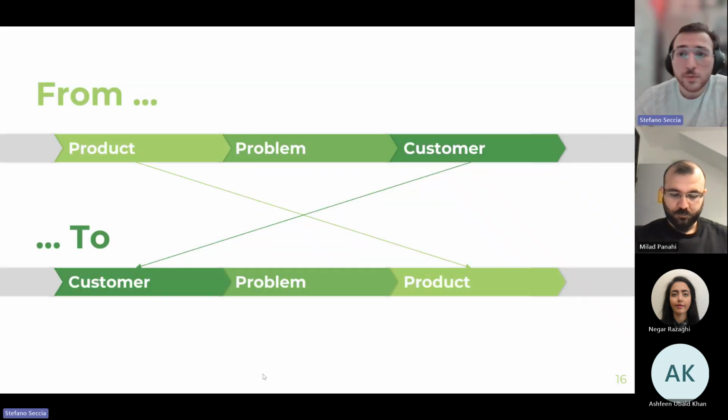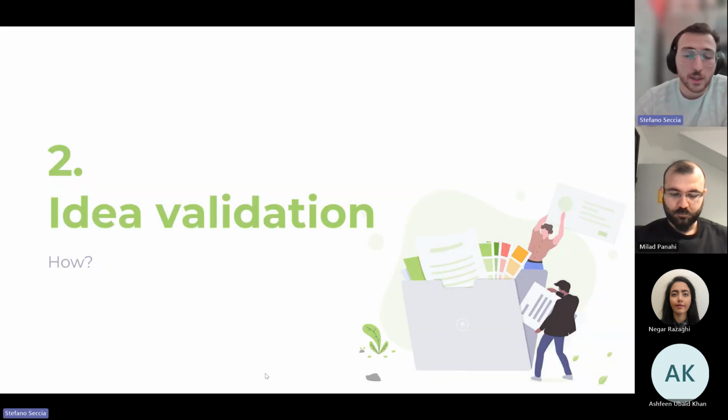So what should we do? As Sajid introduced, moving from a product first approach to a customer and problem first approach. Now, this is why we should do that, because otherwise sustainability is out of reach. What do we talk about and how do we do it? This is through idea validation. So challenging the existing assumptions that we have regarding our product and our industry.